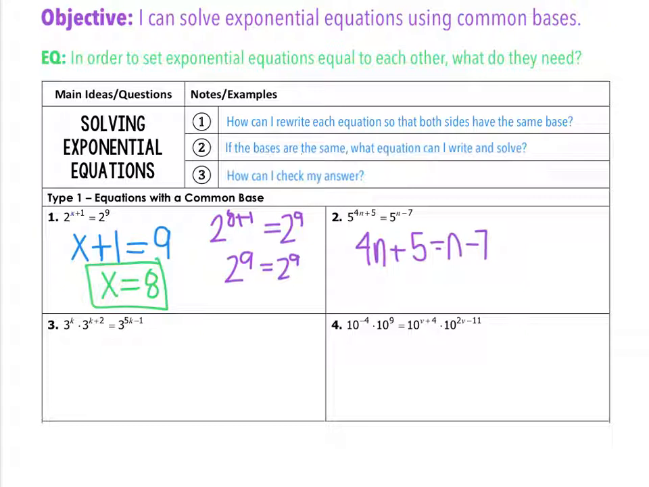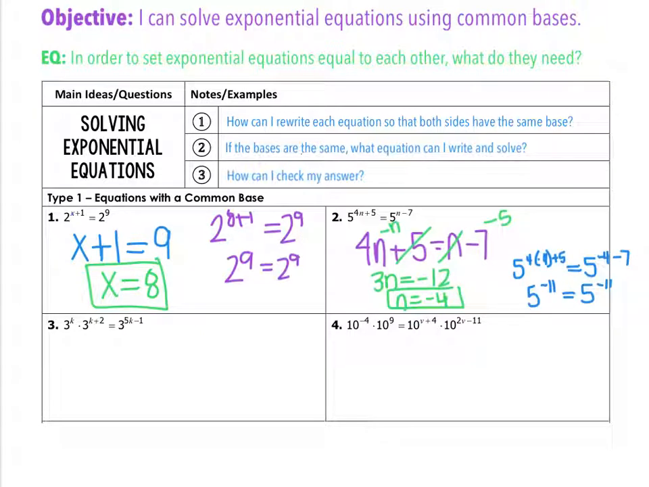So hopefully you got 4n plus 5 equals n minus 7, because they have the same base, and I'm looking for the value of n that will make those exponents the same. Go ahead and pause the video, solve, and check your answer. Alright, so hopefully when you solved it, you got n is negative 4, and when you plug that negative 4 back in, you ended up with 5 to the negative 11th is equal to 5 to the negative 11th.